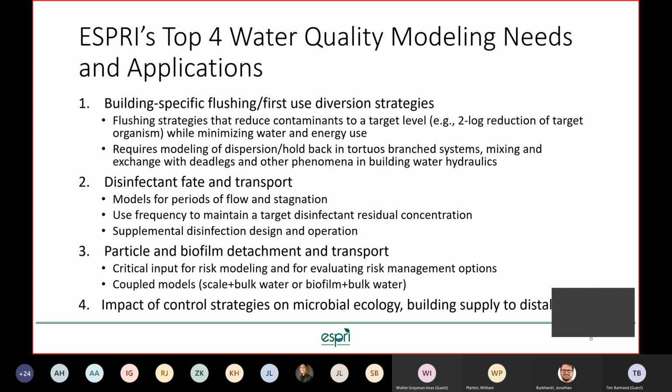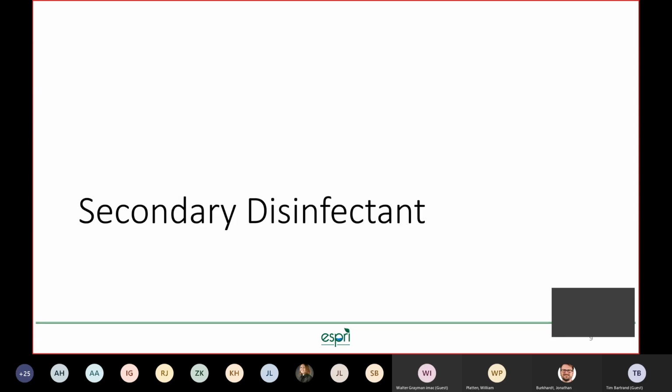And really generally, the impact of control strategies on microbial ecology, all the way to distal taps. When Michel Prévost was presenting in the inaugural webinar of this topic, she said that we really do need risk models, and I would agree with her. I'm not as much interested in predicting the magnitude of risk, but looking at the impact of control strategies on risk and thinking through how to operate and design systems better, and using modeling to help us get there. All right, so that's kind of the philosophical part of the discussion.